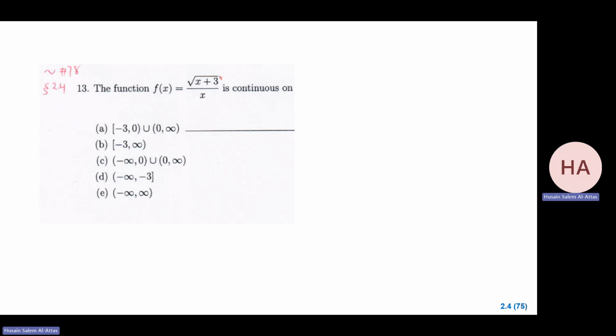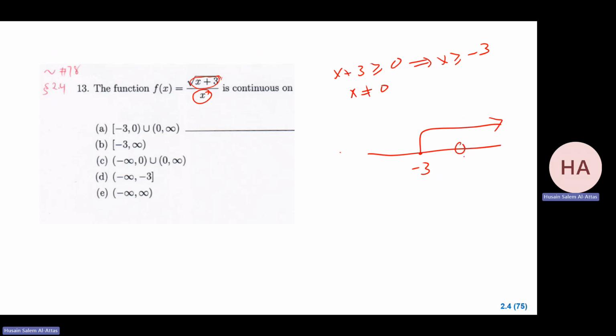Okay. I need this to be greater than or equal to 0, and this not equal to 0. So I will do this interval. That means x greater than or equal to minus 3. I need that. So this is minus 3. I want x to be greater than that and not equal to 0. So I have it from minus 3 to 0, and 0 to infinity, where 0 is open.